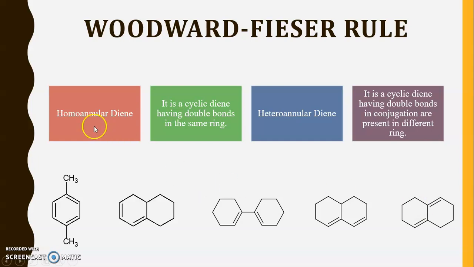So the basic difference between homoannular diene and heteroannular diene is that in homoannular diene, the double bonds are present within the same ring, and in the case of heteroannular diene, the double bonds are present in two different rings. But the condition is that they must be in the conjugated form.